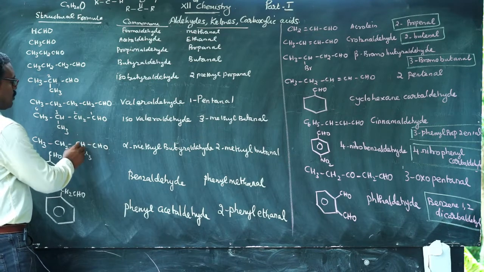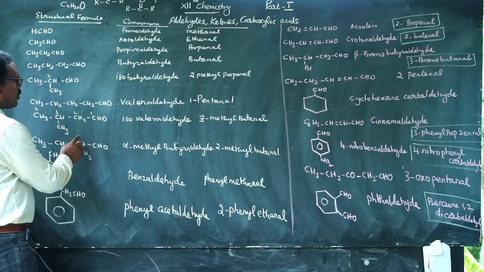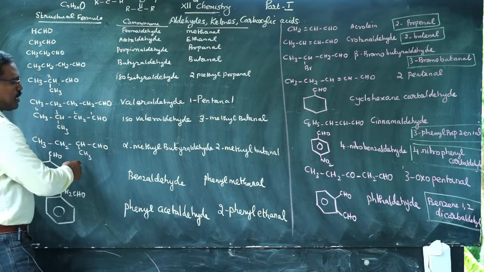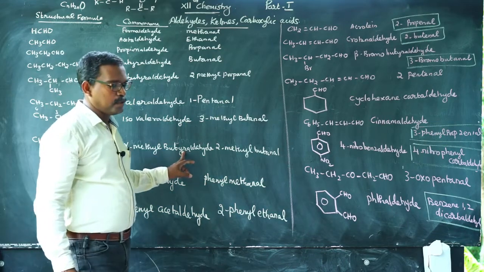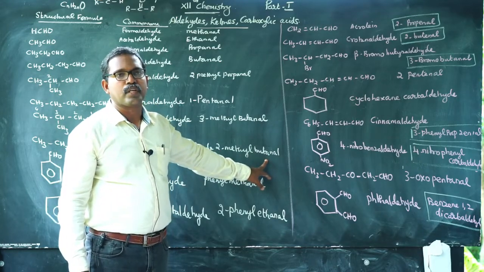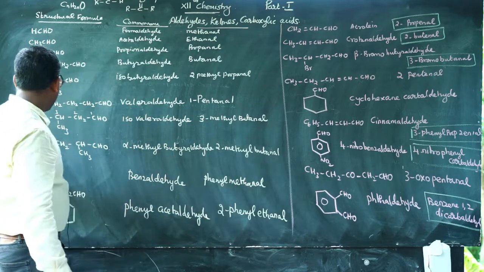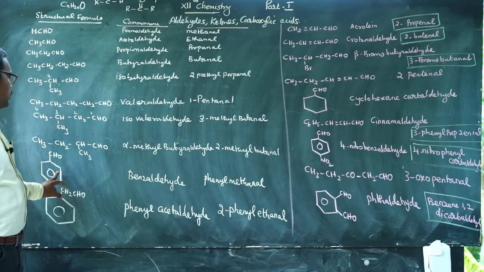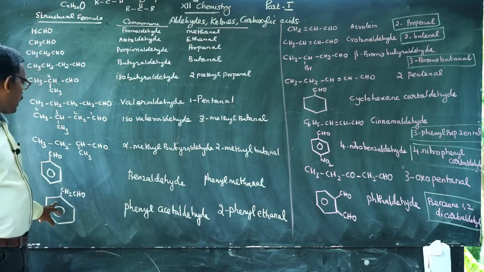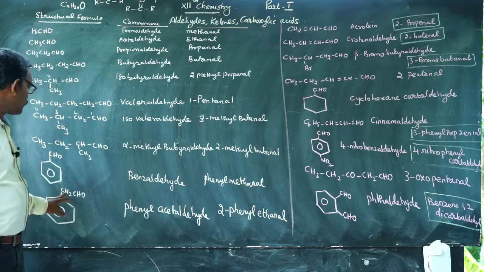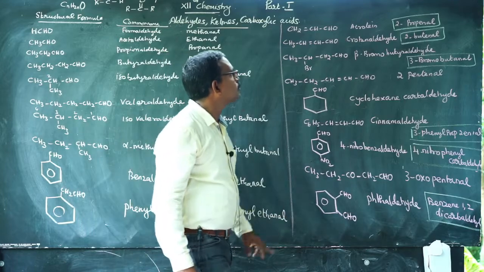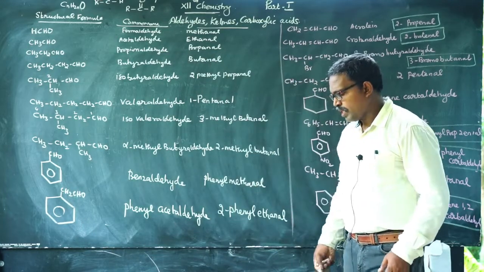Beta is a functional group position. In the alpha position, the methyl group is attached. Therefore, alpha-methylbutyraldehyde, that is 2-methylbutanal. And among aromatic compounds, benzaldehyde, phenyl methanal, and phenylacetaldehyde. On the second carbon a phenyl group is present. Therefore, 2-phenylethanal.